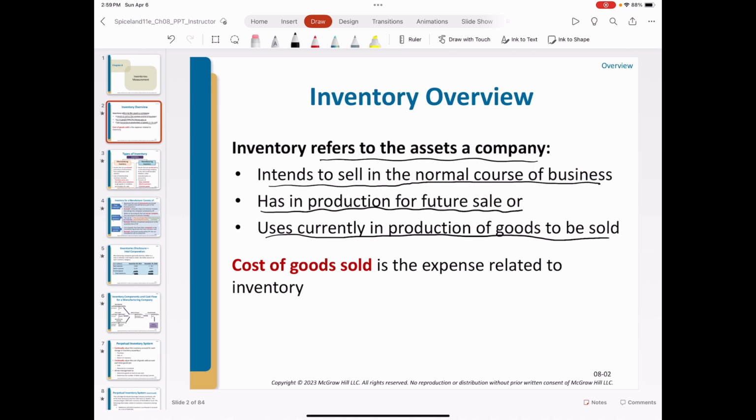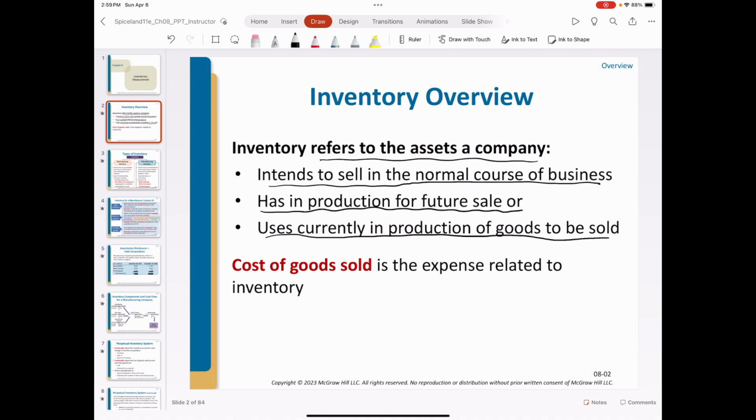And cost of goods sold is the expense related to the inventory. Because when the company sells the inventory, the company should also recognize expenses. This is a process when assets become expense. Actually, most assets will finally become expenses. Inventory becomes expense when the inventory is sold.